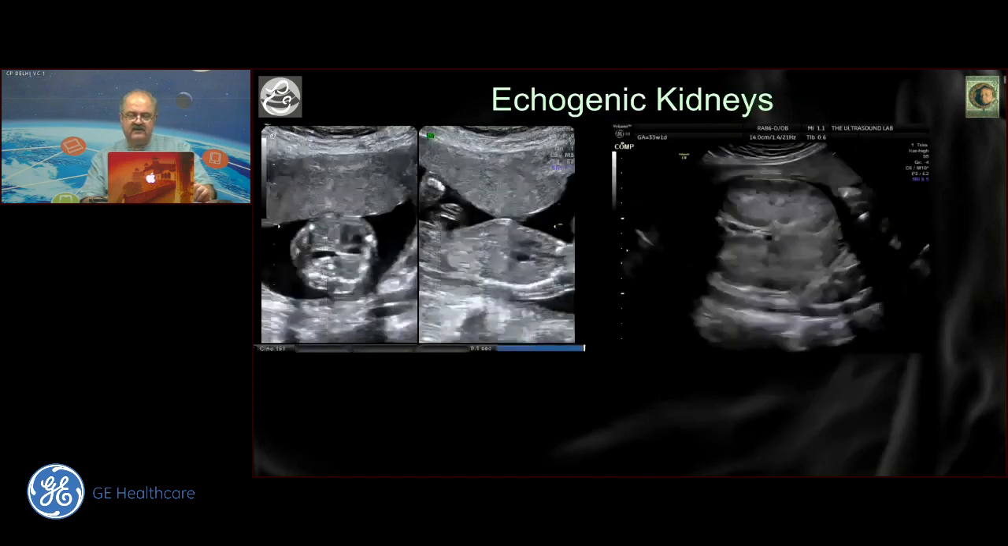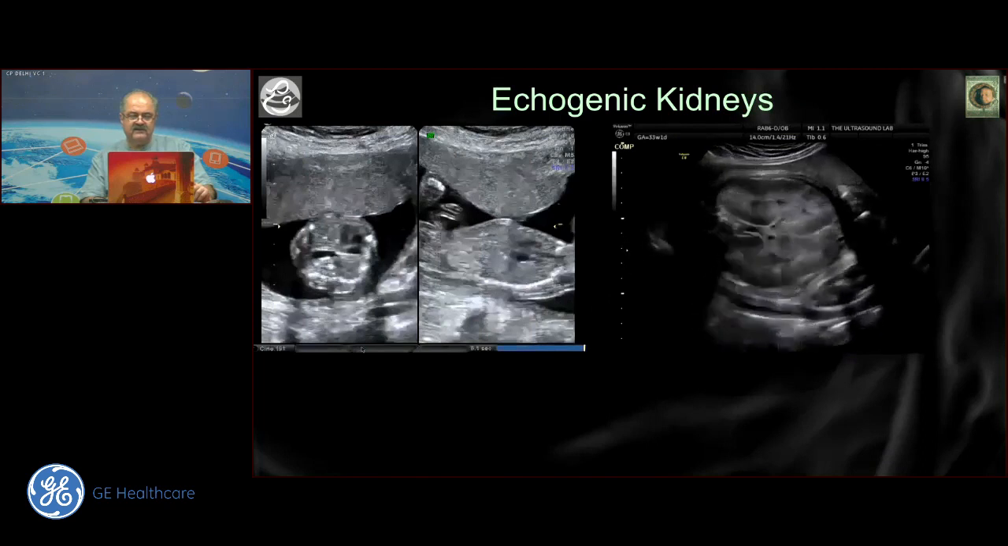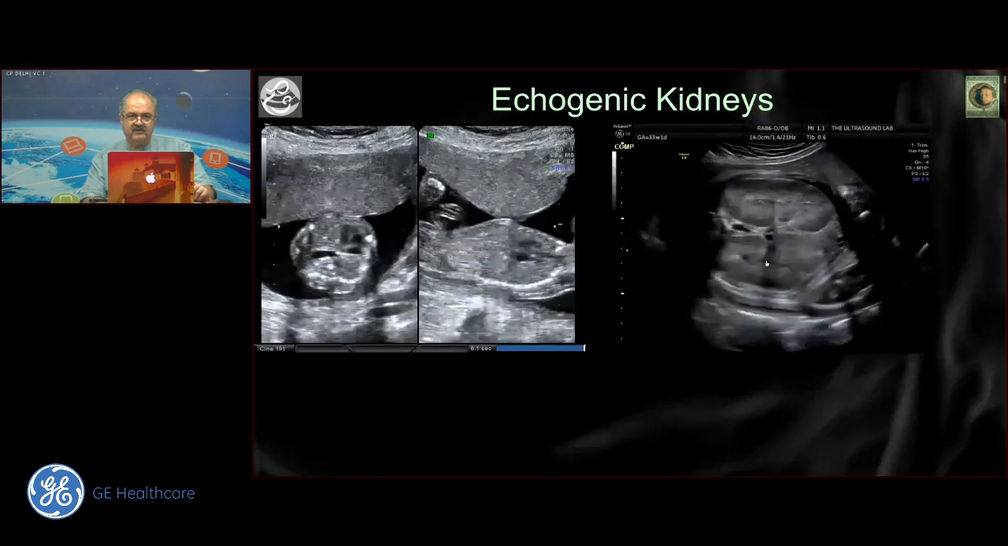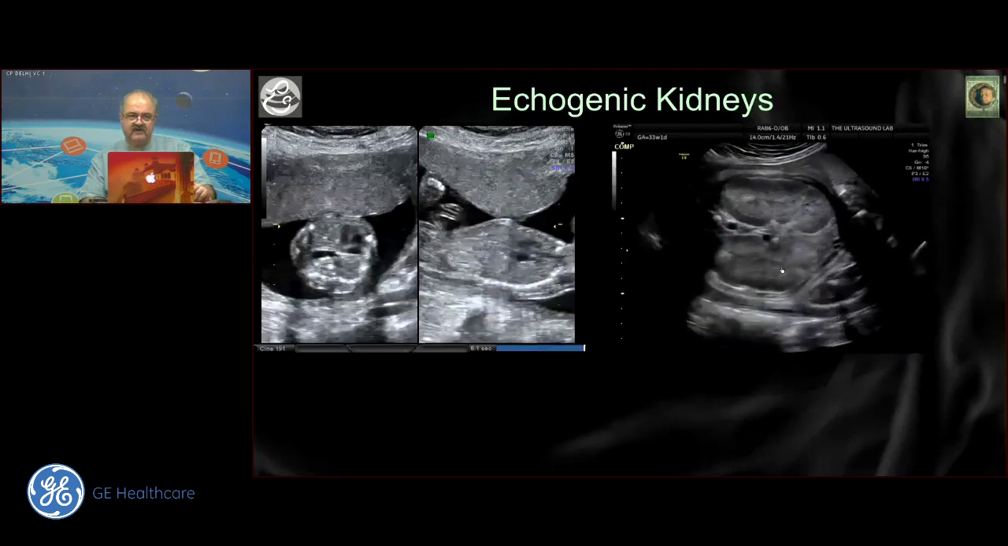Let's come to the first of our differential diagnoses, and that is echogenic kidneys. Remember that they might be normal sized echogenic kidneys, as you see here, or they might be large echogenic kidneys, as you see here, and they may be unilateral or bilateral. The vast majority of them are bilateral.